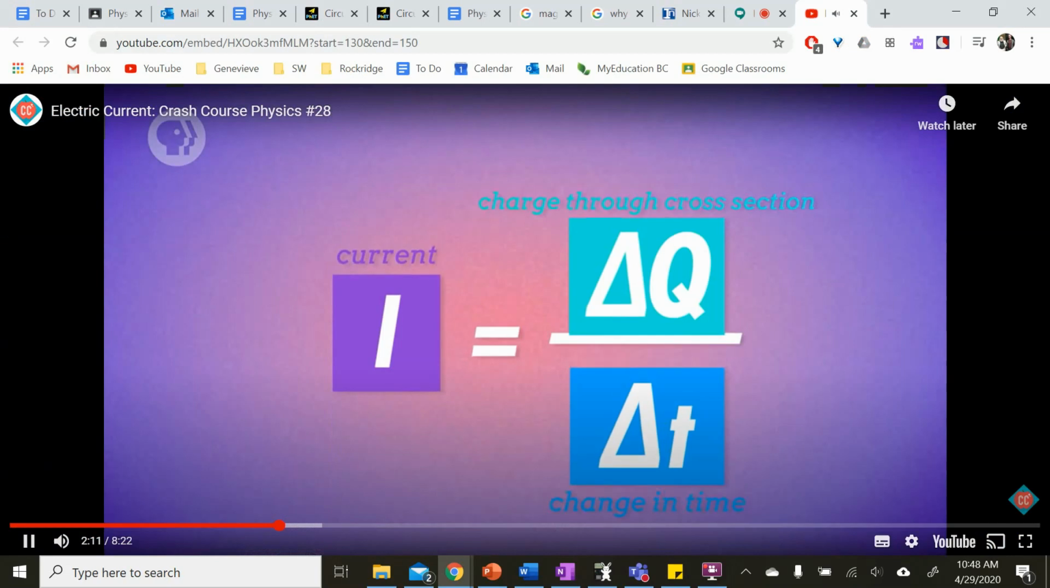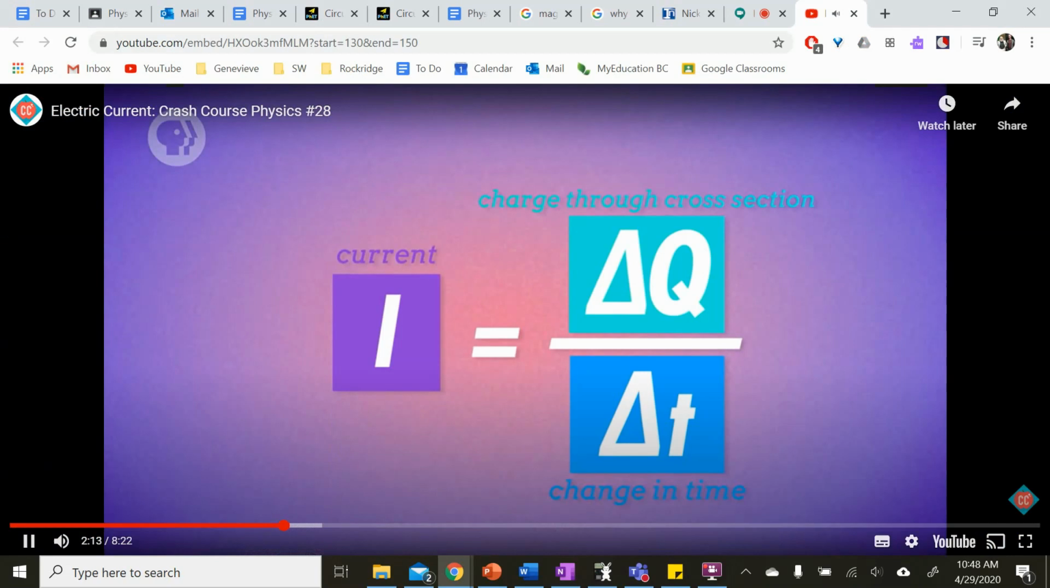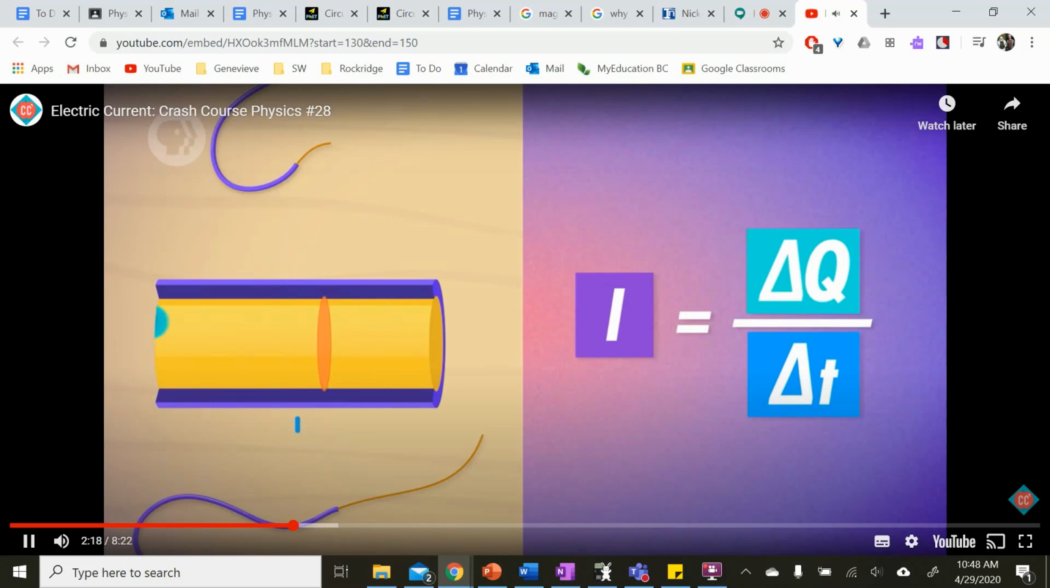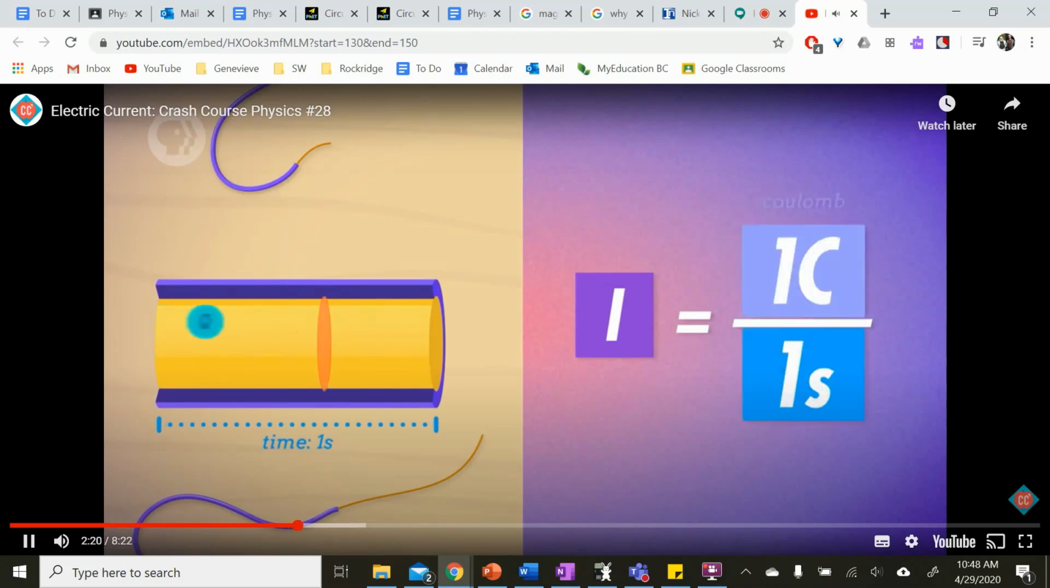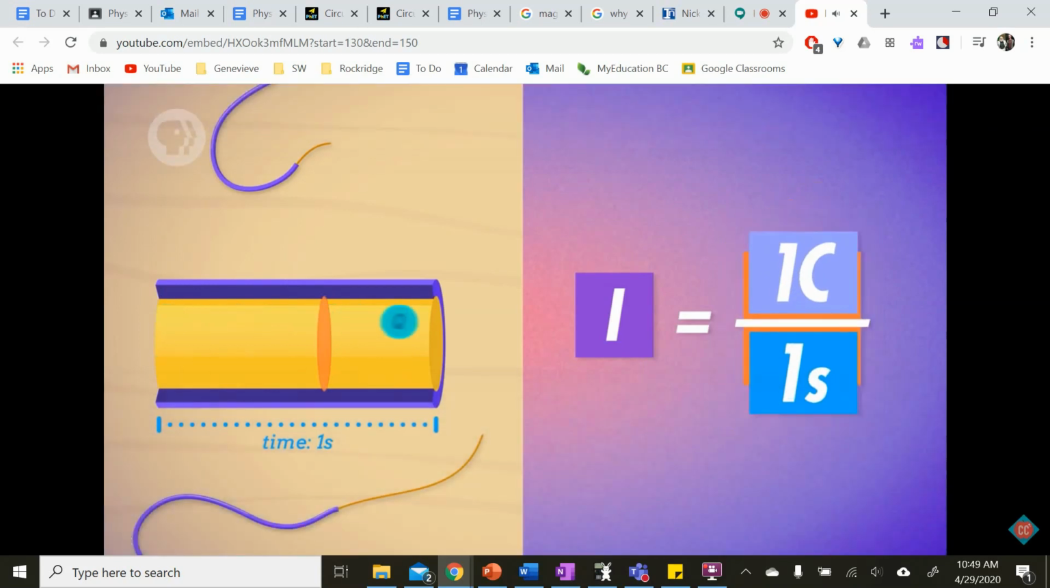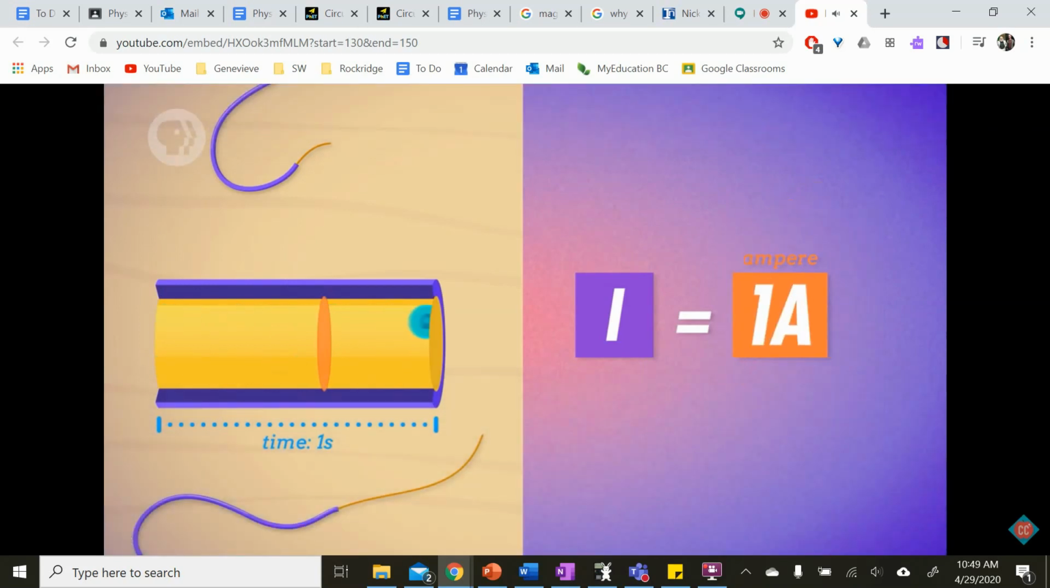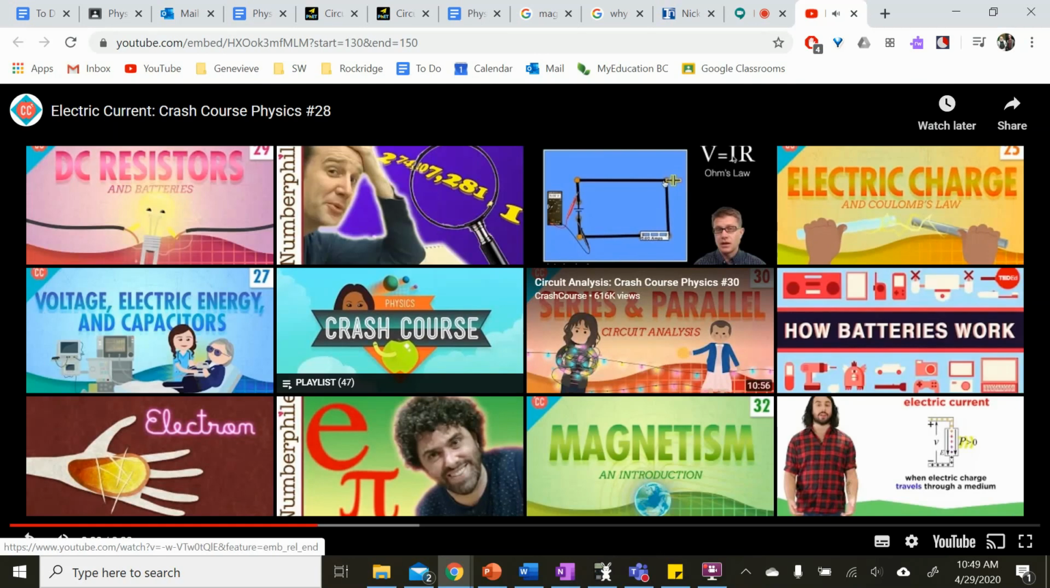If you picture the cross-section of a wire, you can measure how much charge flows through that cross-section over a period of time. The amount of charge moving past this point divided by the time period gives us a value in coulombs per second, which we call by the special unit amperes. So 1 coulomb of charge passing through that cross-section of wire over 1 second is equal to 1 ampere of current. Okay, but wait, she says.